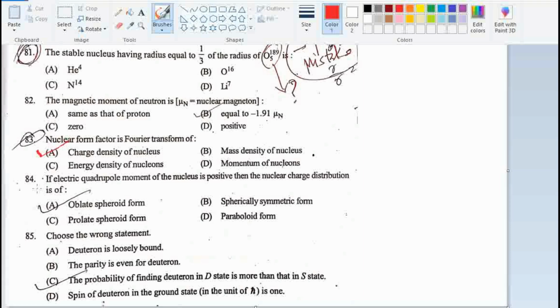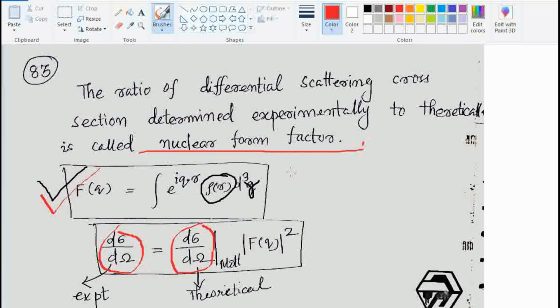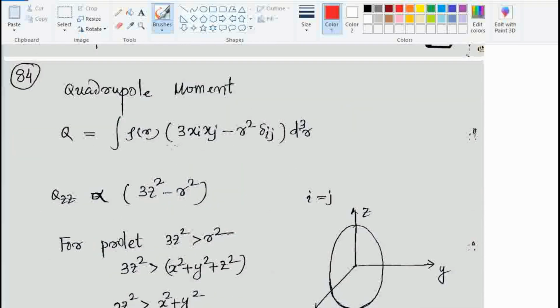Okay, basically you have to find what is the shape of that nucleus whose electric quadrupole moment is positive. That's the main thing. Now see the solution. Remember that electric quadrupole moment is positive. Now this is the electric quadrupole moment formula, and as there is an integration present, that means it is a continuous charge distribution.